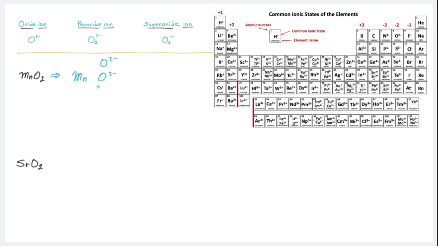So in reality, what we have is -4, because we have two oxygens with -2 each. If this is -4, that means manganese has to be +4. Why? Because this compound has no charge, so the charges have to cancel out and give 0 at the end. So these oxygens over here are actually oxide ions.